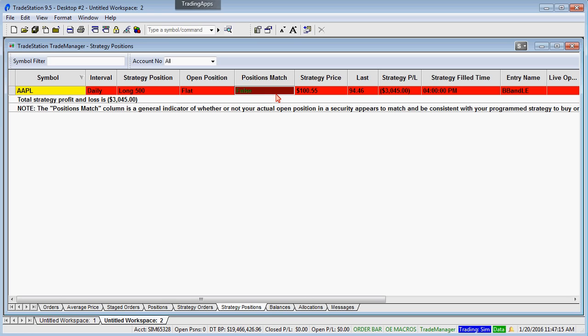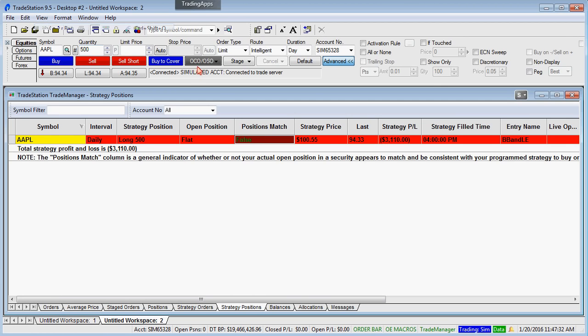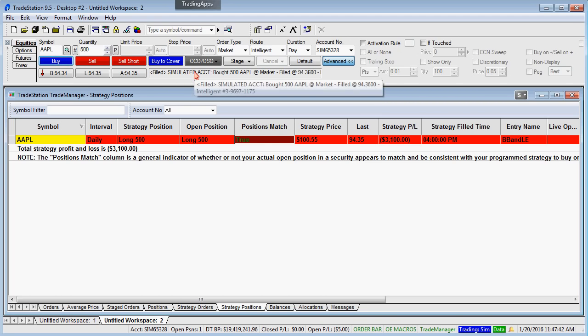You can force it so that it matches, but at this point, we can let the strategy run until it catches on and it syncs up with the real account. You can do it manually if you'd like. For example, I can come here and I'd say order bar, 500 shares of Apple. I am long 500. So if you wanted to enter a long trade, I'm filled. Now you can see how the position match says true. Strategy position is long 500. Open position is long 500.